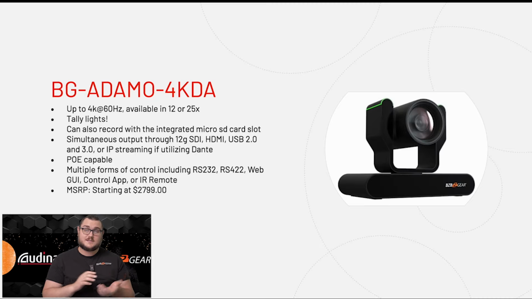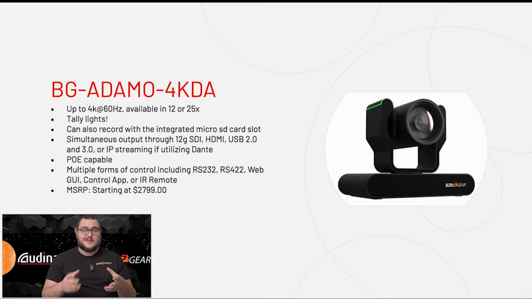You get up to 4K at 60 Hertz, and it's available in 12 or 25x zooms. Everything else that we just talked about with the Adamo Junior, so spec-wise, is basically the same. The difference is you're getting 12G SDI instead of the 3G SDI, but all of the other outputs are the same.